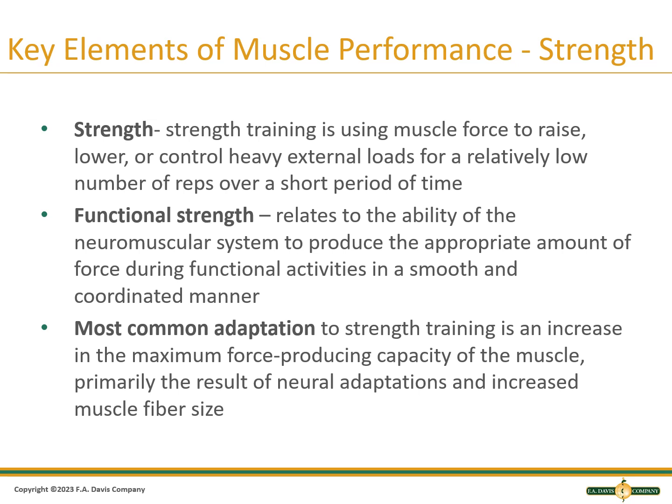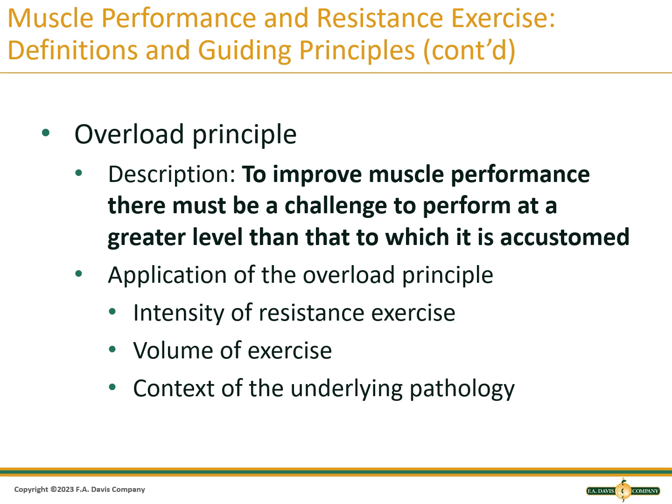The most common adaptation to strength training is an increase in the maximum force-producing capacity of the muscle, primarily as a result of neural adaptations, which are the first to occur, and increased muscle fiber size. There are a few principles that you need to know in relation to resistance training, and the first of those is going to be the overload principle. The overload principle says that to improve muscle performance, there must be a challenge to perform at a greater level than that to which it is accustomed.